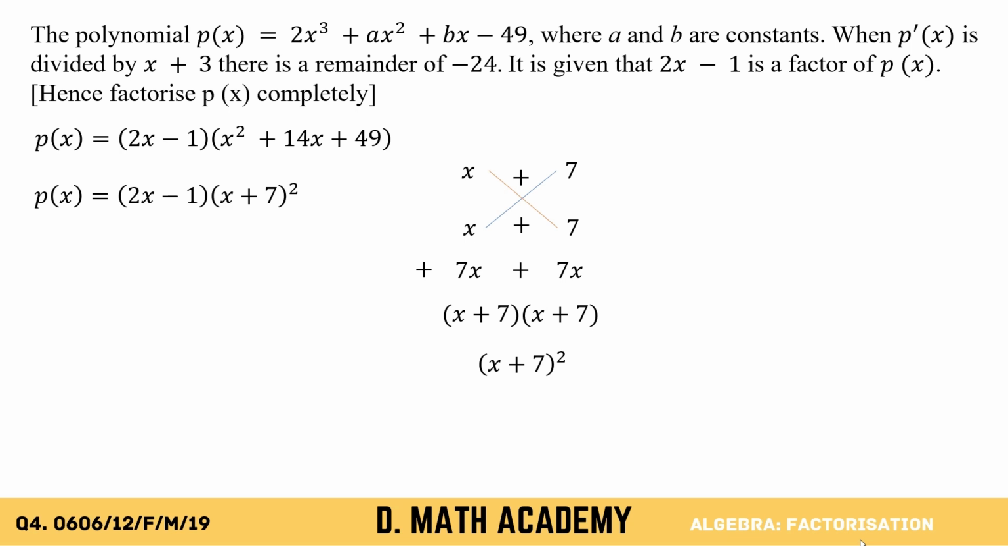If they didn't put equals to 0, it means they didn't want you to find the exact value of x. So all you need to do is to factorize it only. So this is pretty much it for the entire polynomials topic.